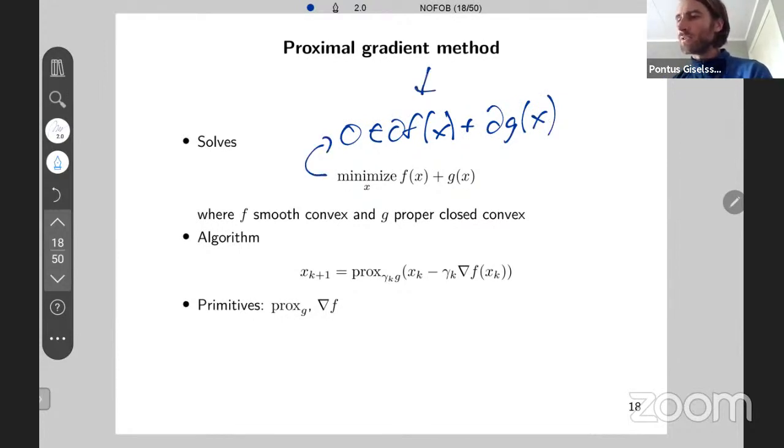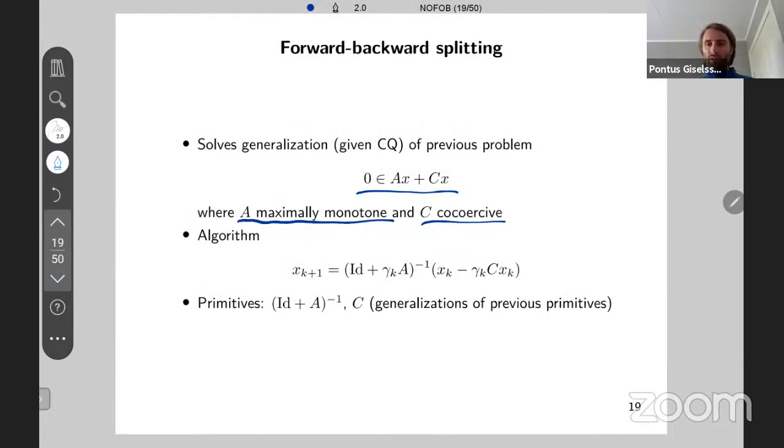This is maximally monotone. No, this is maximally monotone, and this is cocoercive. And then we get rid of the assumption that it comes from a function, to just state it in a monotone operator world. So this is a pure generalization. Then the algorithm is the same.